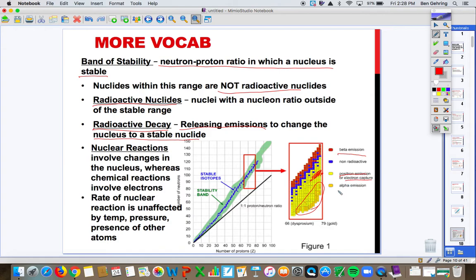If it's way outside of that, so these ones down here that have a long way to go, this undergoes what we call alpha emission, which reduces both protons and neutrons. We'll talk about that.